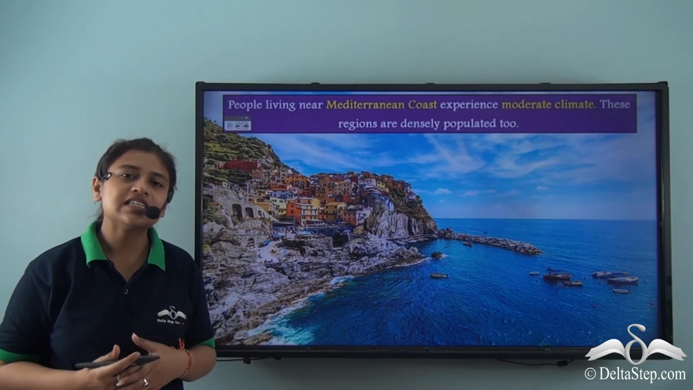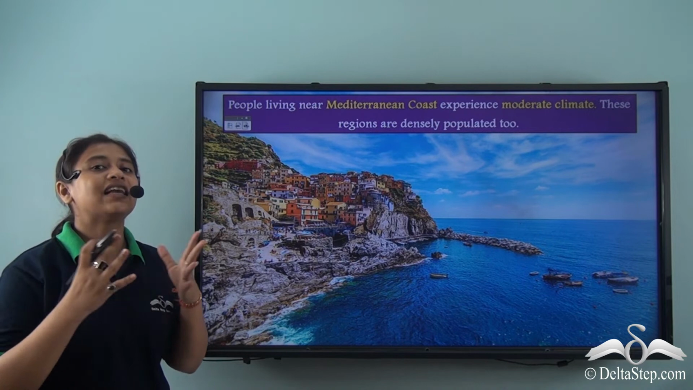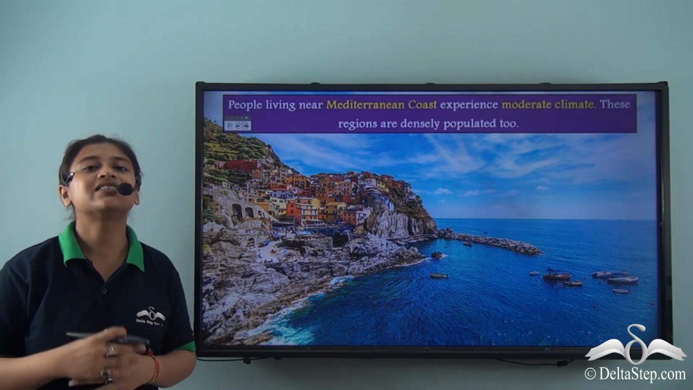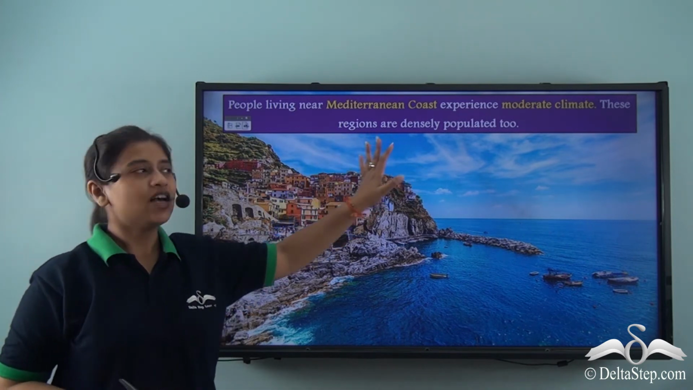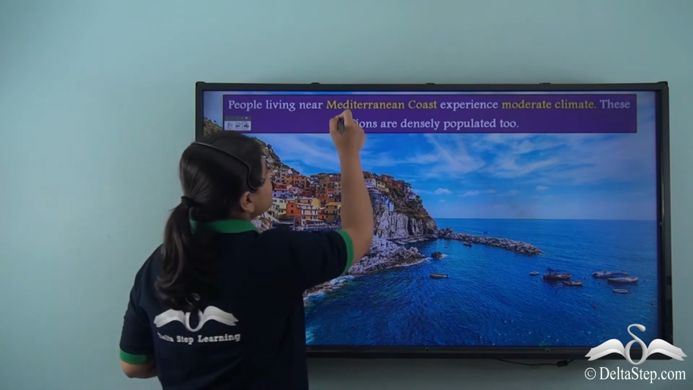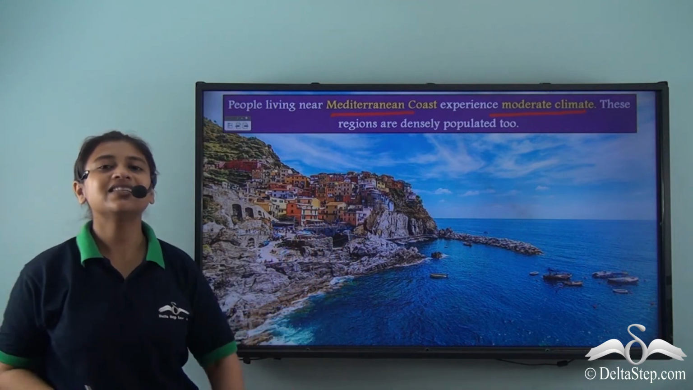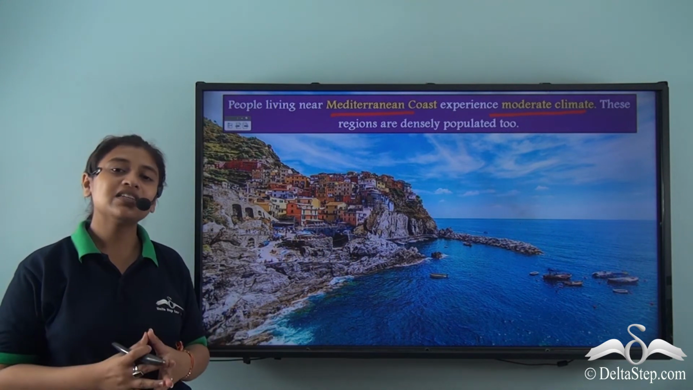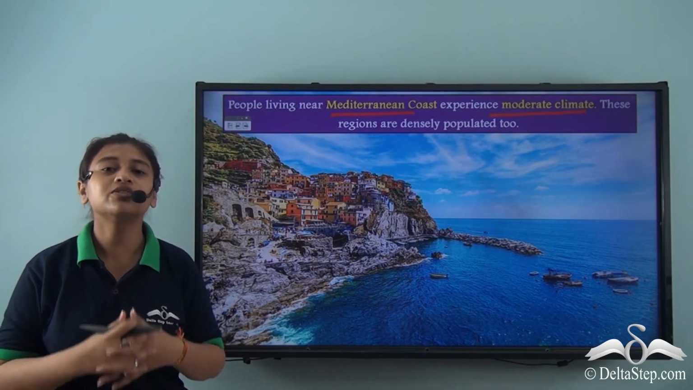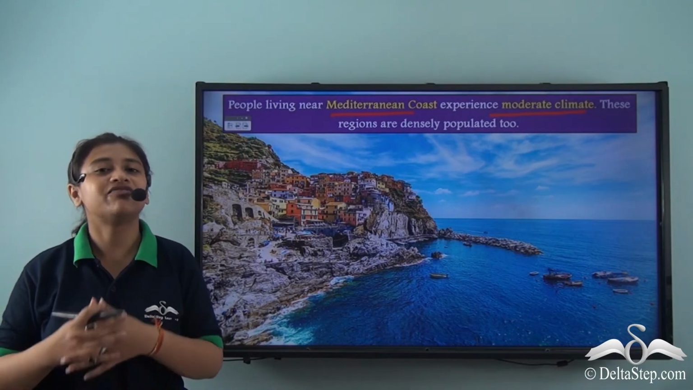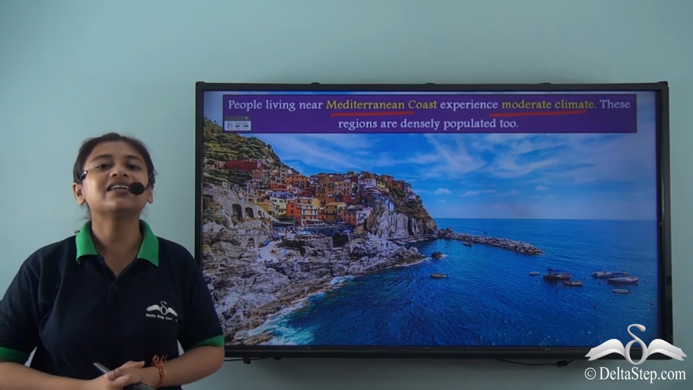So besides the fertility of the land and the industrial advancements or economic activities, even climate plays a very important role in influencing the density of population. A very good example of this is the Mediterranean coast. People living near the Mediterranean coast experience a moderate climate, and this is why this region is densely populated. The climate here attracts people from across the world, and it helps in the establishment of important port cities. So the Mediterranean region is a very good example of places that are influenced by factors like climate, making it densely populated.